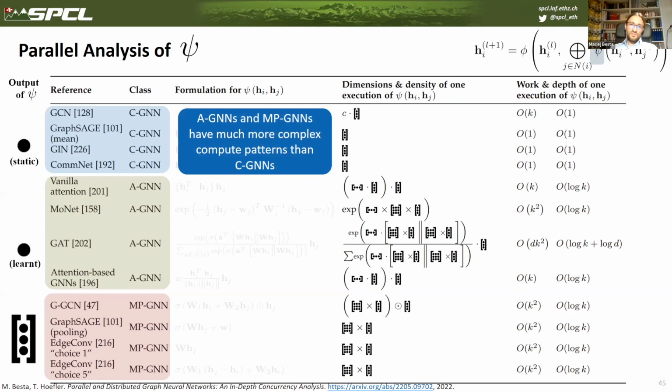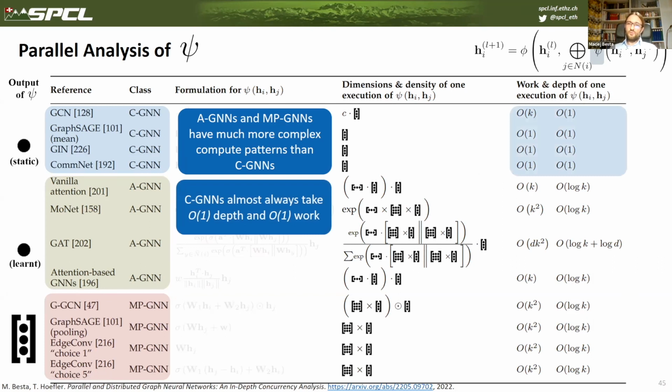What is quite obvious is that AGNNs and MPGNNs, so these two classes here, come with much more complicated compute patterns than CGNNs, right? This is pretty obvious because CGNNs are essentially just summing. So the execution of psi is essentially just either multiplying the vector by a scalar or simply taking this input vector as it is. And this can also be seen in work and depth, because for CGNNs, work and depth are almost always O of 1. So we either don't need any work and any depth, or we just need O of k work for GCN and maybe some other models like this.